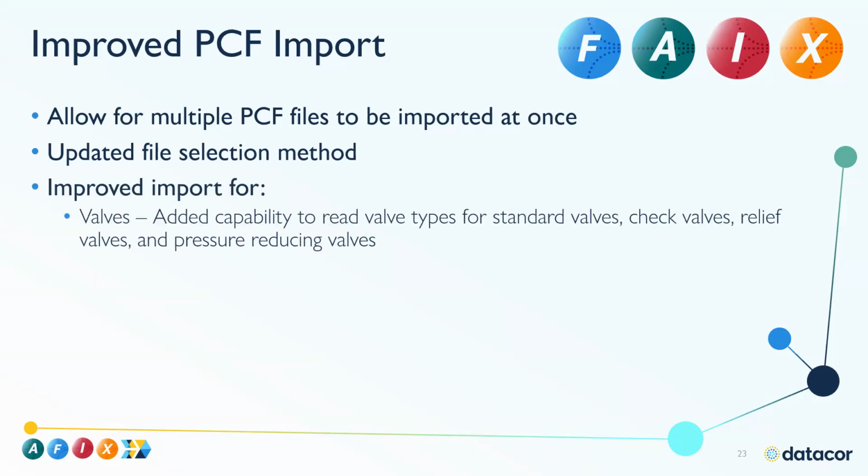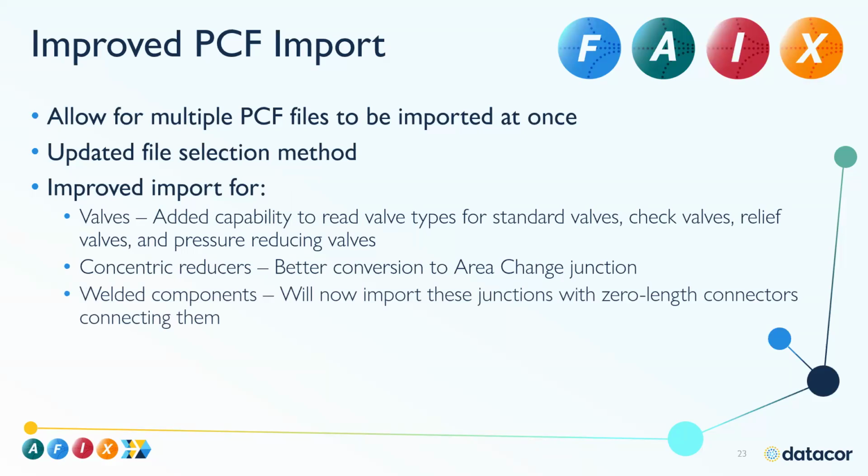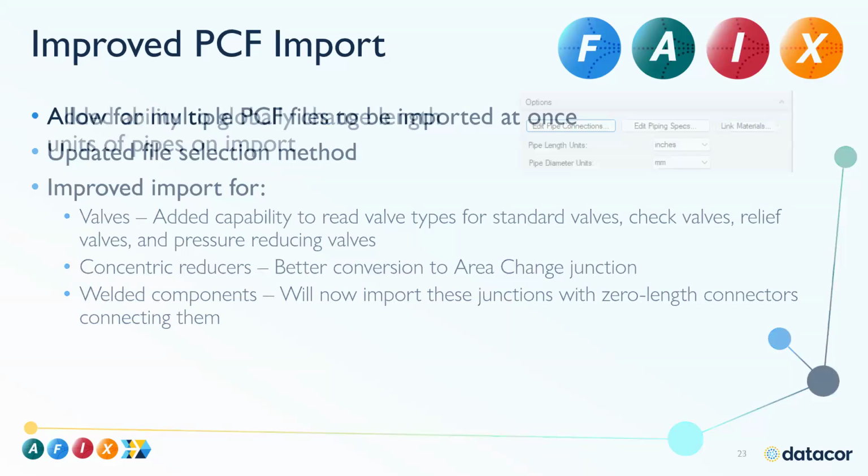We've improved the import for valves by adding the capability to read valve types for standard valves, check valves, relief valves, and pressure reducing valves. We've added improved import for concentric reducers, so we've added better conversion to our area change junction. And we've also improved the import for welded components, which will now import these as junctions with zero length connectors, connecting them to represent two welded junctions together.